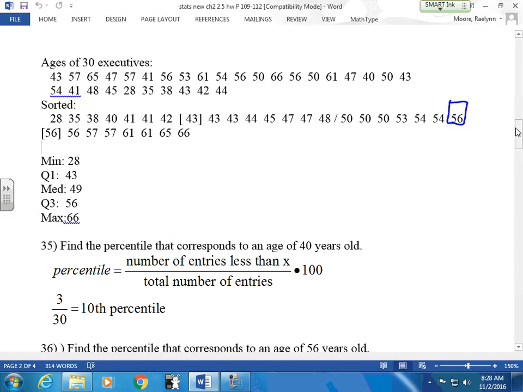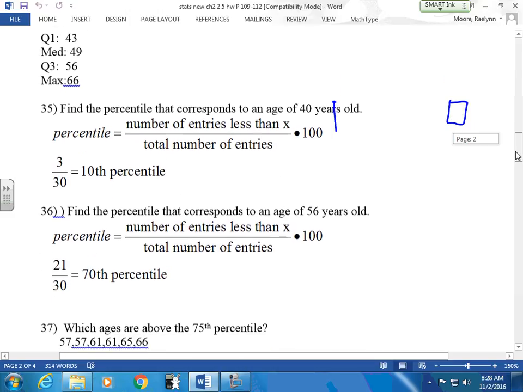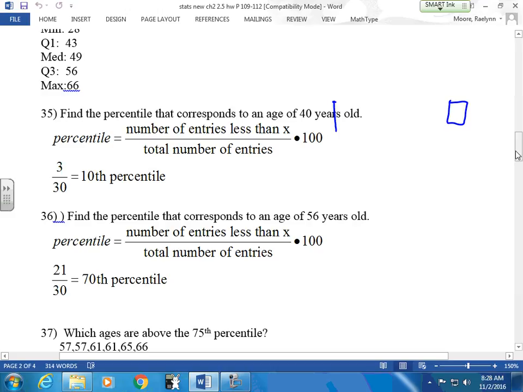These must be where my quartiles are. I don't know what this divide sign means. That's probably where the median is, in here, 49. And that's another quartile over there. Okay, so find the first 56, count the numbers in front of it, you get 21 divided by 30. You just put it in your calculator, multiply by 100. 70th percentile.